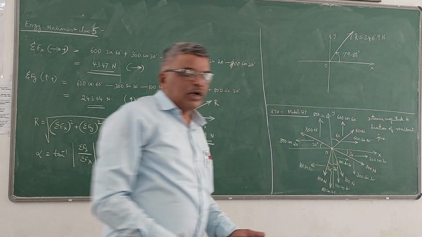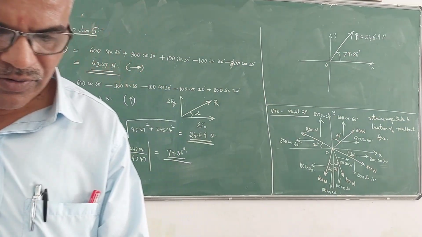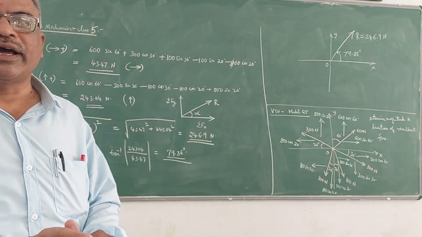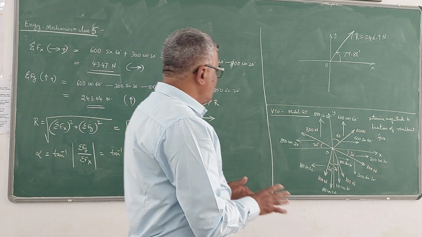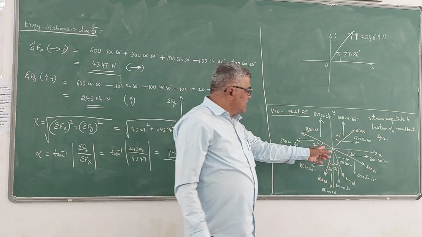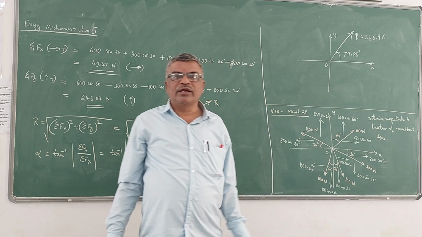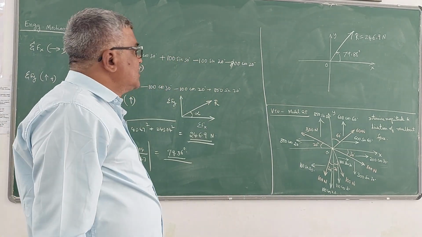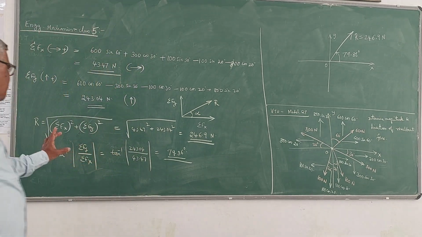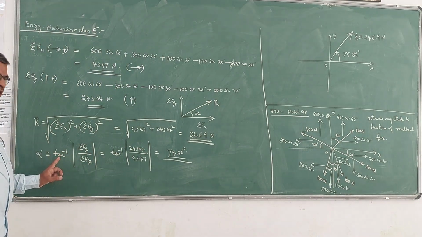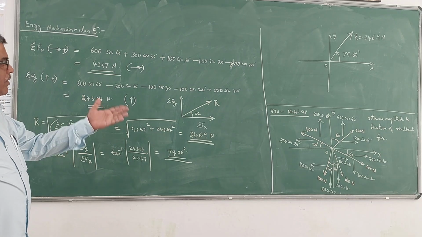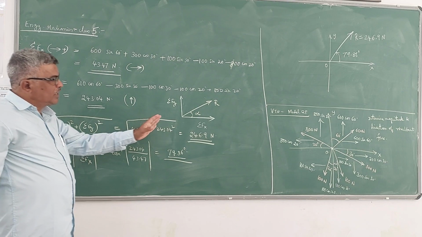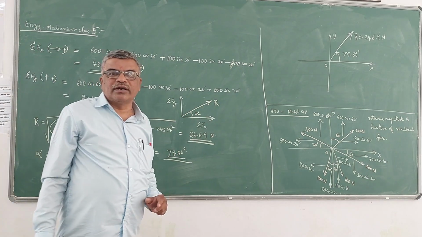So whatever may be the number of forces they give in the coplanar concurrent force system, only magnitude and direction of the resultant is required. Position is not required because the resultant also passes through the point of concurrence, which in this case is the origin. So only magnitude we have to find out using this formula, direction we have to find out using this formula. Then depending on the directions of sigma fx and sigma fy, we can get in which quadrant the resultant lies.